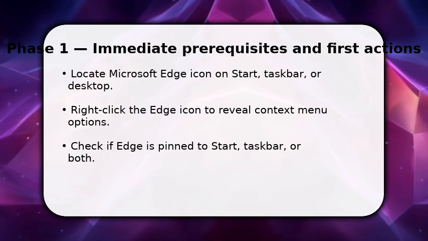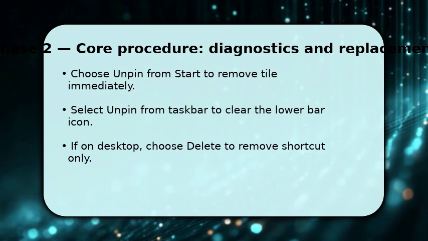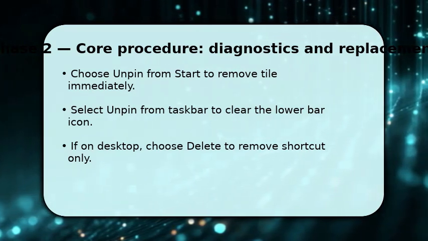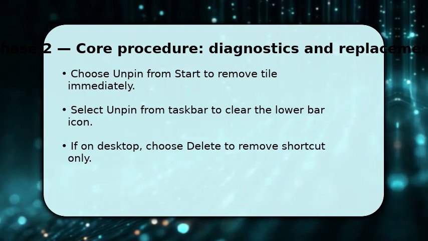Once you've opened the context menu, select Unpin from Start to remove the tile. This clears your home screen quickly. Then move to the taskbar. Right-click the Edge icon there and choose Unpin from taskbar so it won't auto-launch from the lower bar.